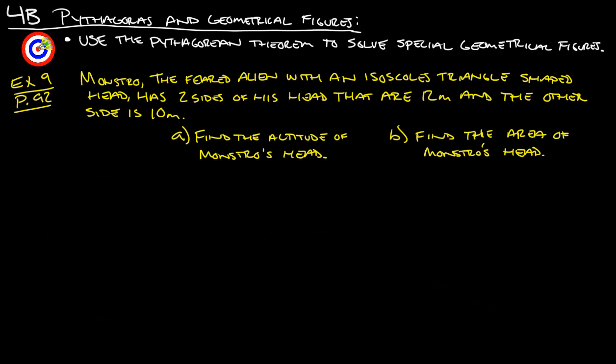Alright, now I modified it just a little bit. They had a triangular garden, so I decided to make Monstro instead. So Monstro, the feared alien with an isosceles triangle-shaped head, has 2 sides of his head that are 12 meters, and the other side is 10 meters. Find the altitude of Monstro's head, and then find the area of Monstro's head.